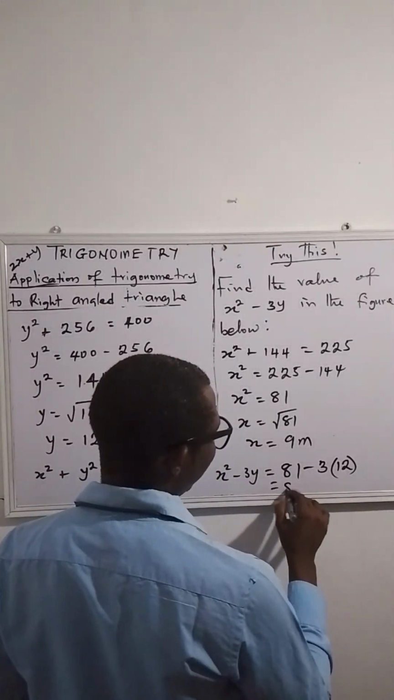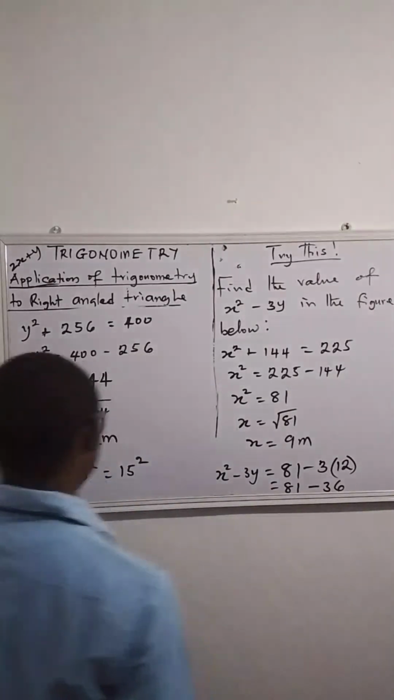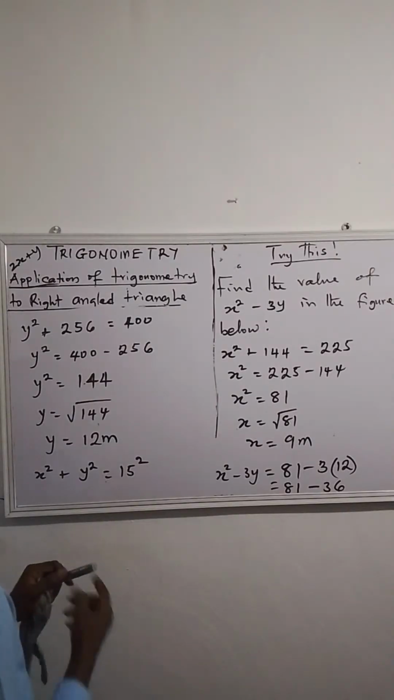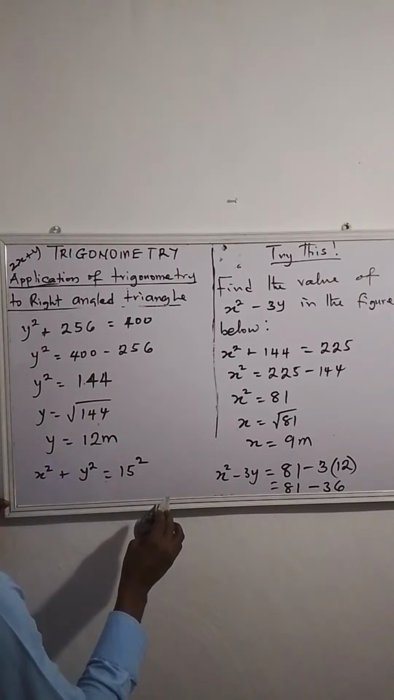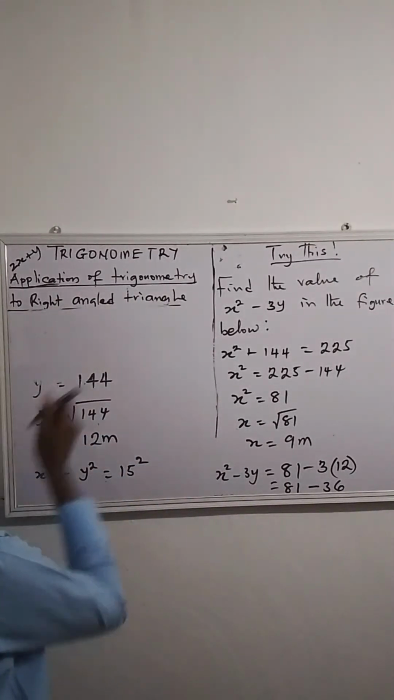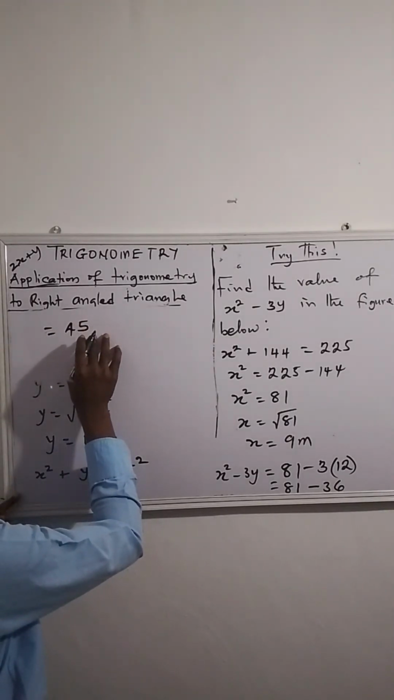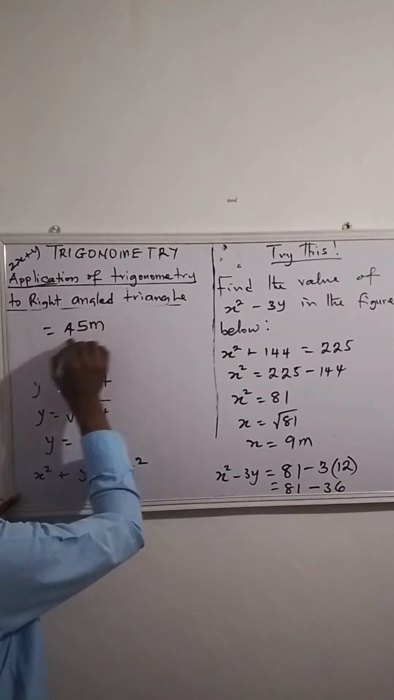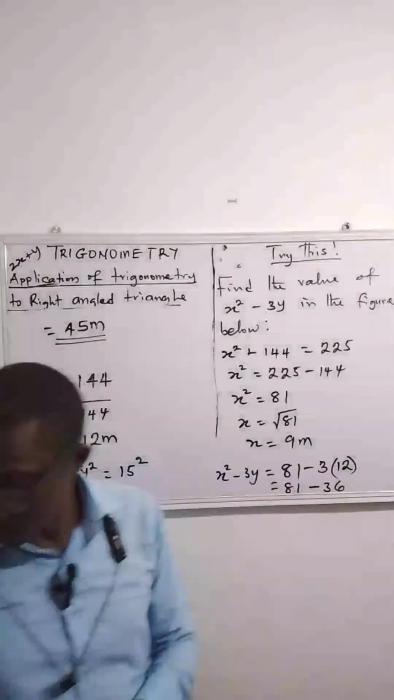So that's going to be 81 minus 36. What will that give you? That gives you 45 meters. 45 meters. So that is the correct answer to the problem.